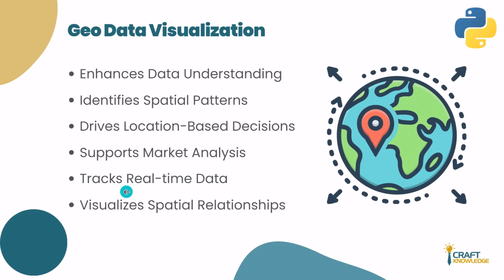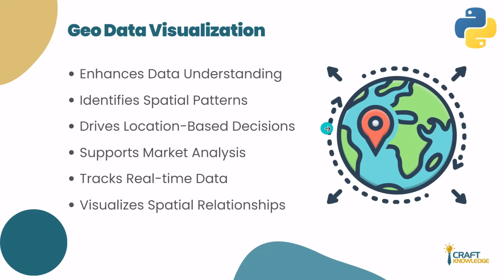It tracks real-time data. Obviously, with Power BI, we always work with the real-time data, and that is something that is usually taken care of by Power BI itself. At the back end, you just change the data. Visualizations will be updated automatically. Then it visualizes spatial relationships as well. As we discussed earlier, we can intuitively derive relationships between one geographical location to another geographical location.